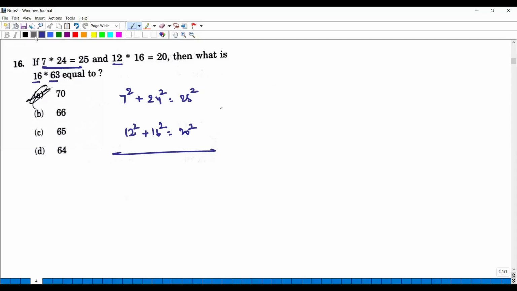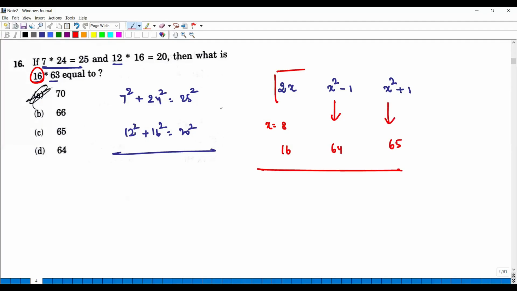See, the basic triplet that we remember is 2x. If it is x square minus 1, the other one is x square plus 1. If I'm supposed to get 16 here, I'll put x equal to 8. I'll be getting 16, I'll be getting 64, then after I'll be getting 65. So this is the basic triplet that we remember.